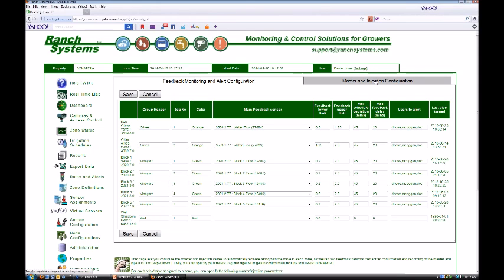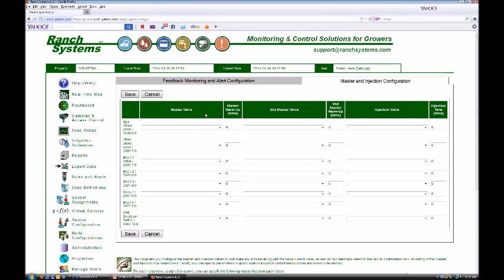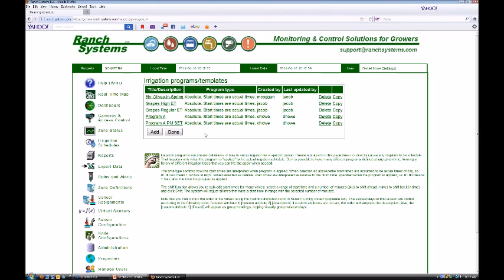We can also select a master and an injection valve. So we have the particular block valve, so we can turn on and turn off a pump at the same time and give it a period of time to warm up before you open the valve or after you open the valve to open up that valve. You can also select a booster valve or a secondary master valve and injection valve. And by configuring the system like this, when you go and create programs, you now have the option of applying a program to a schedule.